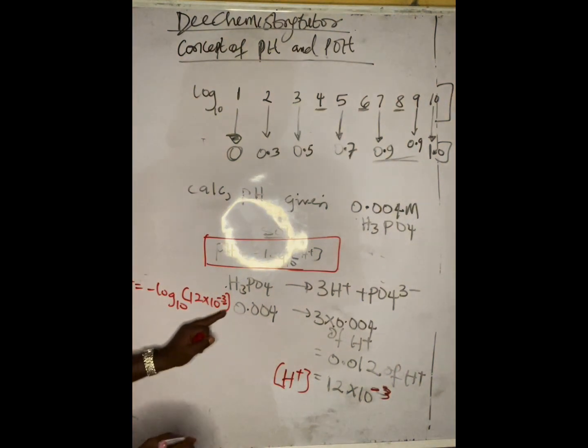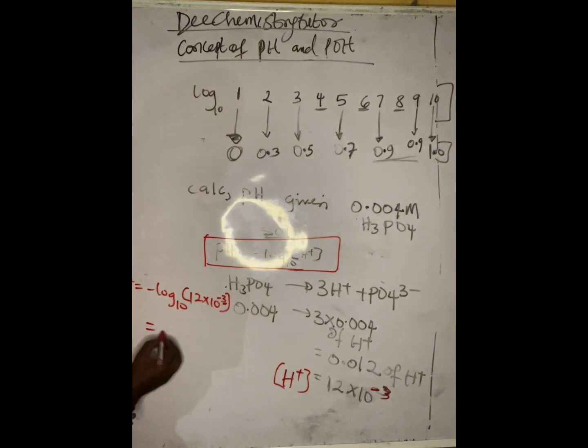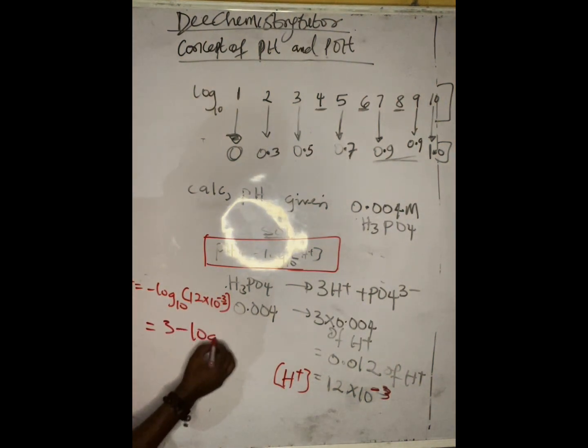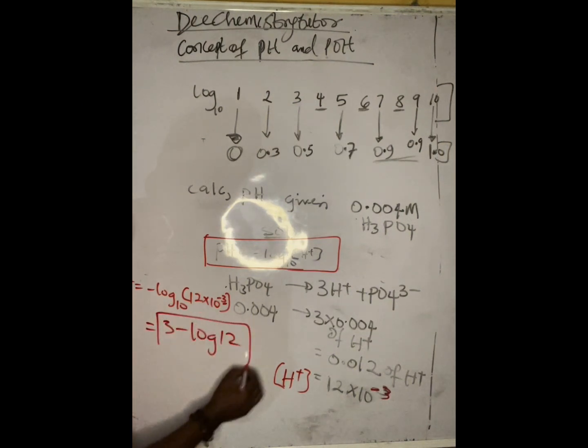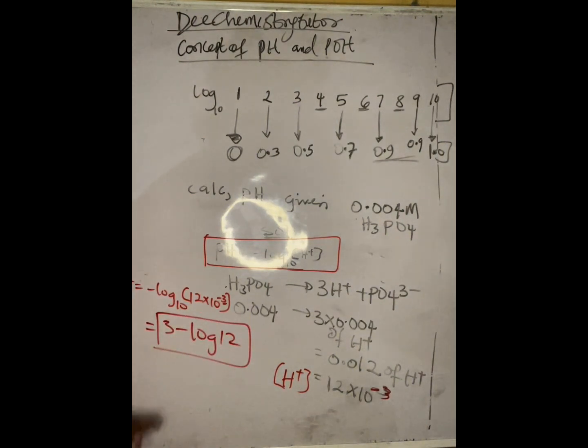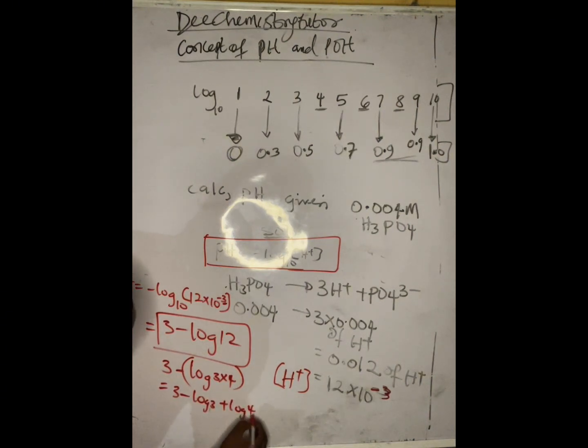So this is what I used to do. I just say the answer is 3 minus log 12. That's the answer. Quote me anyway. Don't do anything else, just do this. Of course, I can say log 12 is log 3 times 4. That means this is 3 minus log 3 plus log 4, right?